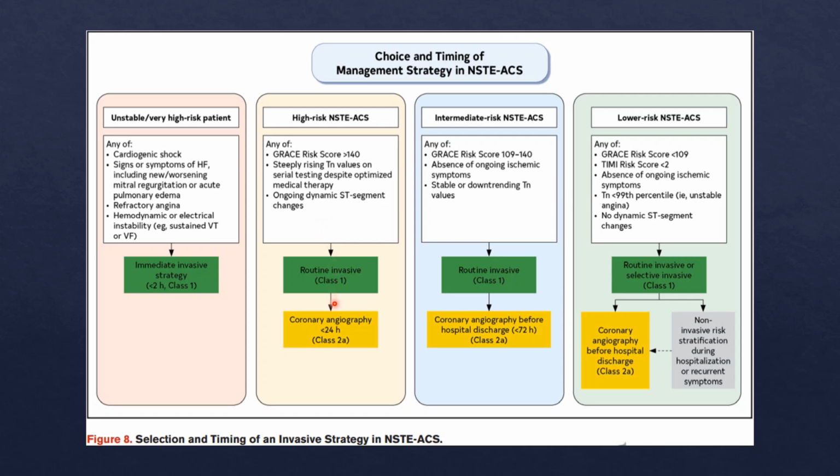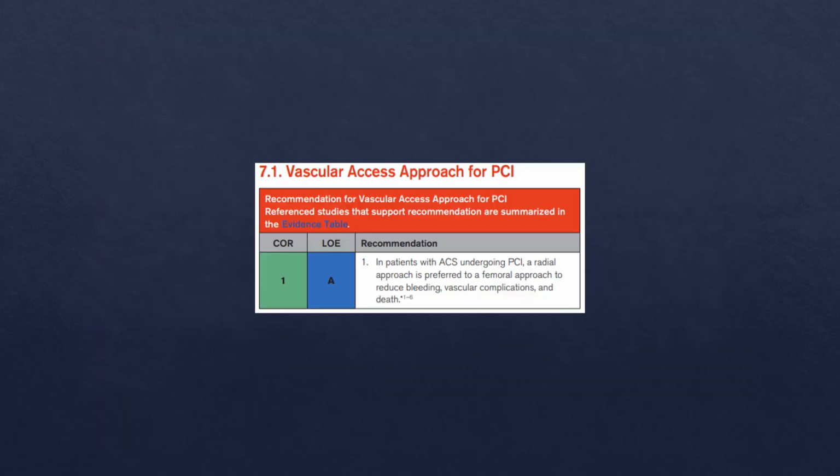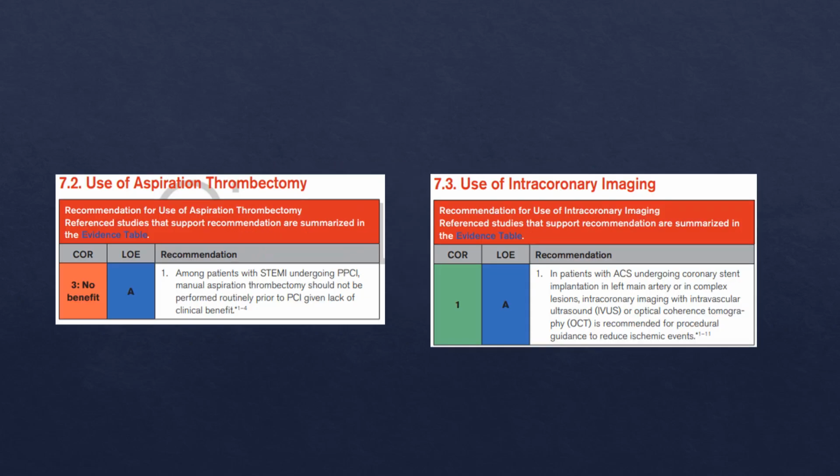So for PCIs, the radial approach is preferred and given a class 1 recommendation over the femoral approach. Use of routine aspiration thrombectomy is still class 3 and is not recommended. And use of intracoronary imaging, especially for the implantation of stent in the left main artery or in complex lesions with the use of IVUS and OCT, is recommended and has got a class 1 recommendation.